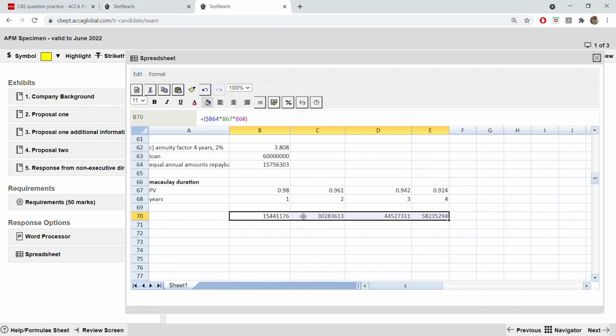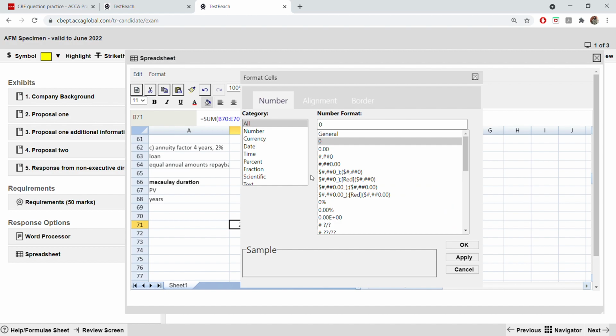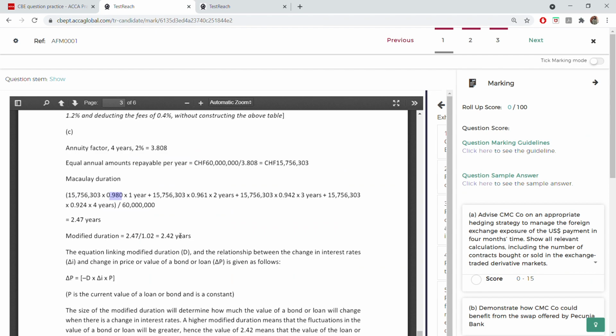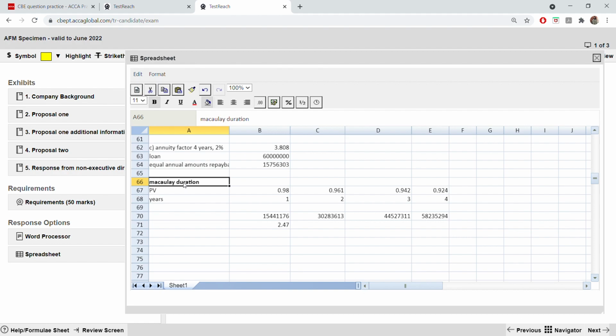Once I have dragged it, now equal to sum function. You are going to put the sum function for all this divided by this amount, the amount of the loan. Round this up to 2 decimal places. So this is your Macaulay duration, 2.47. I'm sorry, Macaulay duration is 2.47.